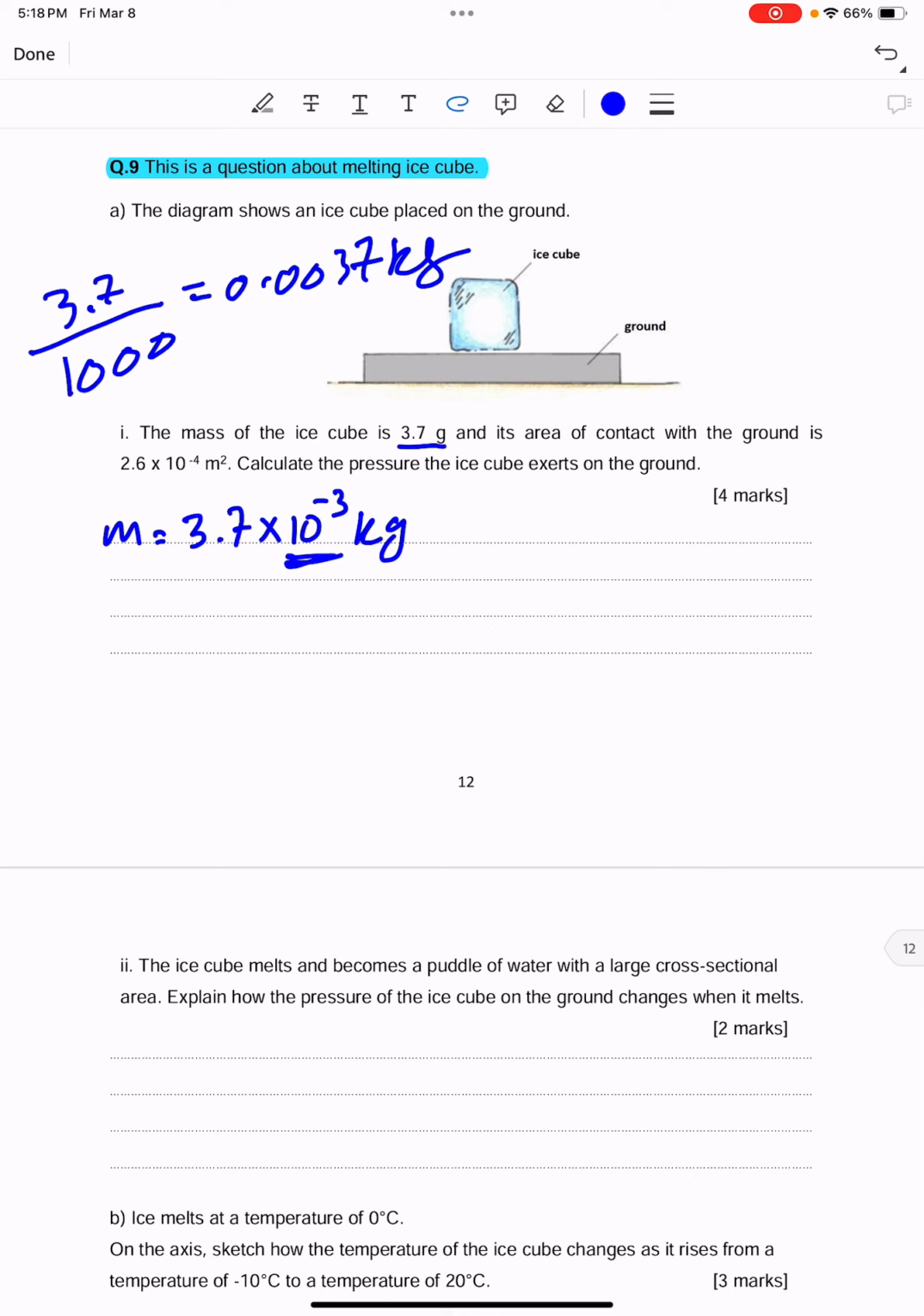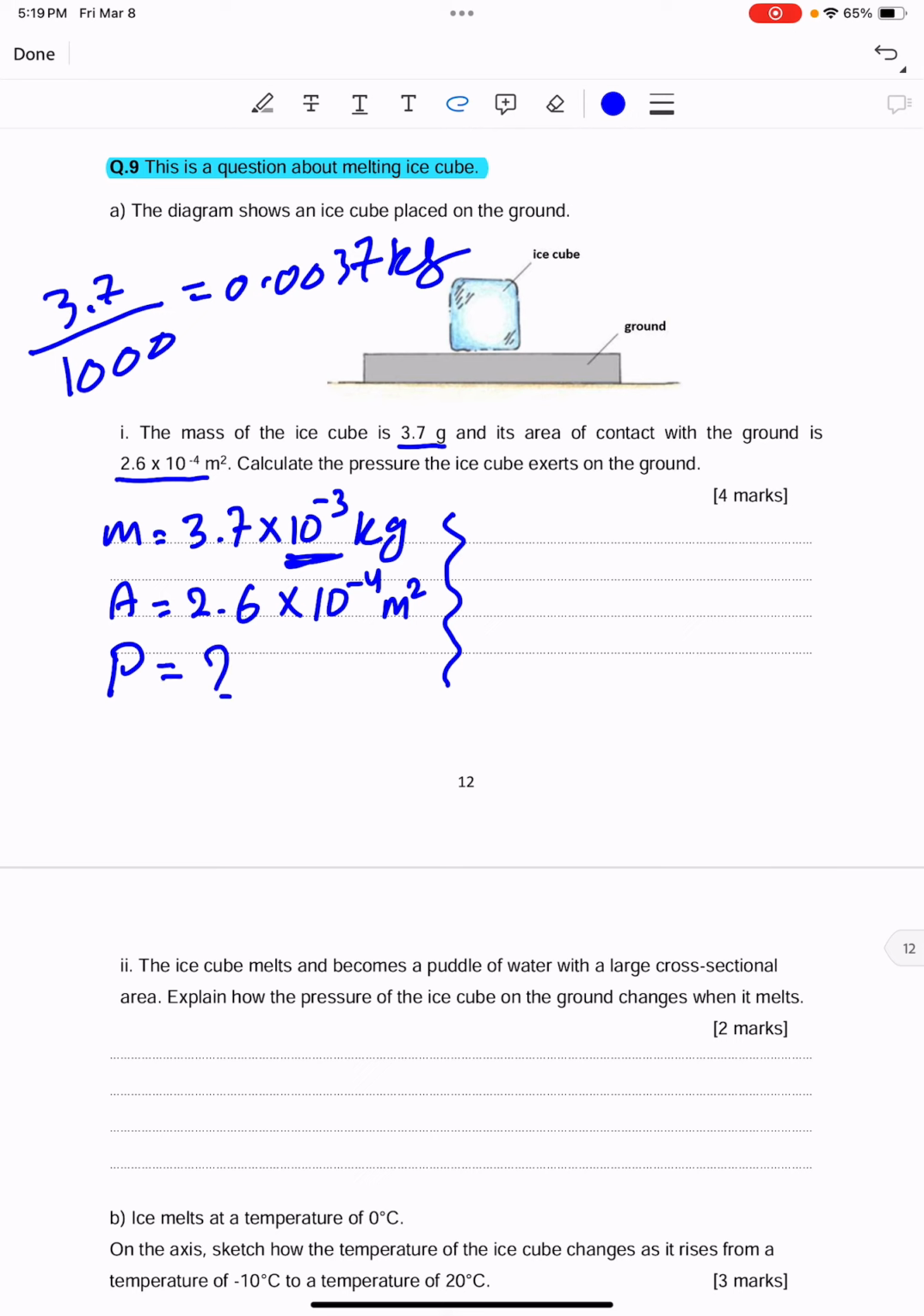Let's go with the area of contact with the ground, so the area is 2.6 times 10 to the power minus 4 squared meter. Thank goodness we don't have to convert anything here. So calculate the pressure the ice cube exerts on the ground. They're asking about P, the guy, not Rho, the lady.